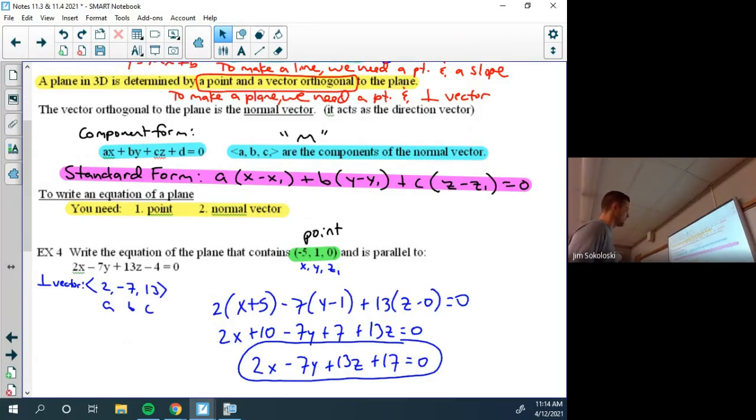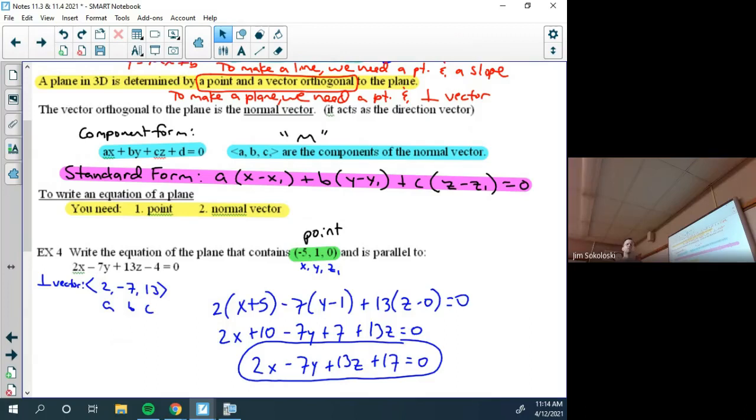So if you look at that, my point is x1, y1, z1. My vector is a, b, c. And I literally plug it into the pink highlighted formula. 2 times the quantity x plus 5, minus 7 times the quantity y minus 1, plus 13 times the quantity z minus 0. That is such simple algebra. I know all of you can do it. 2x plus 10 minus 7y plus 7 plus 13z equals 0. Long story short, here's the equation of the plane that's parallel to that.